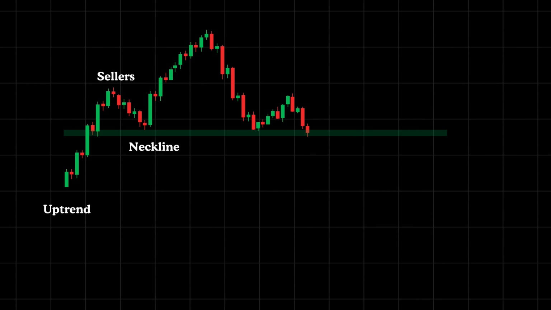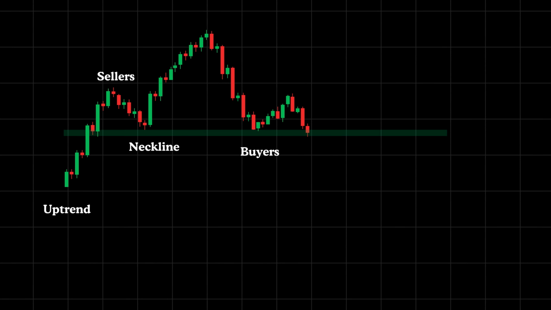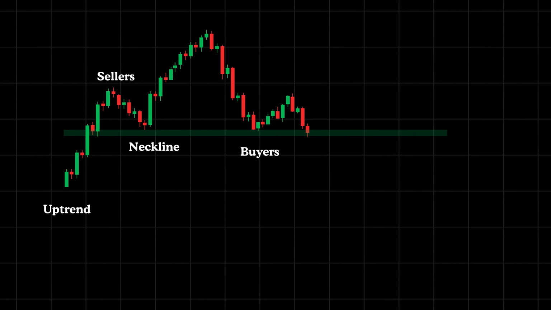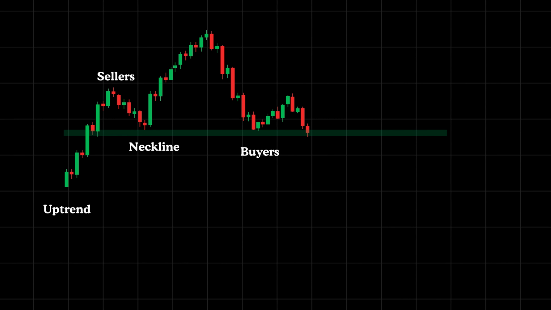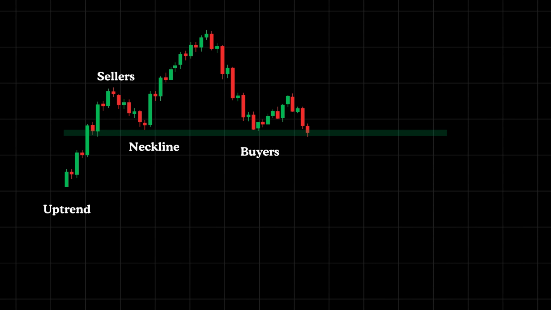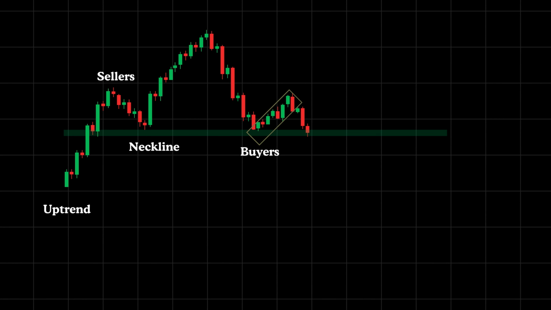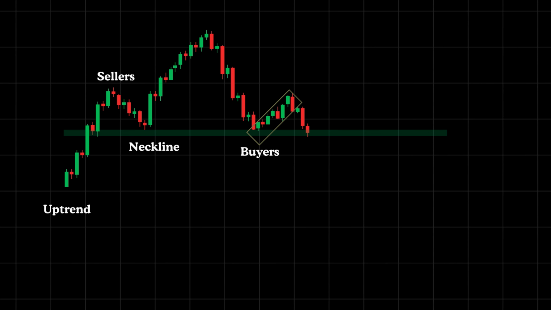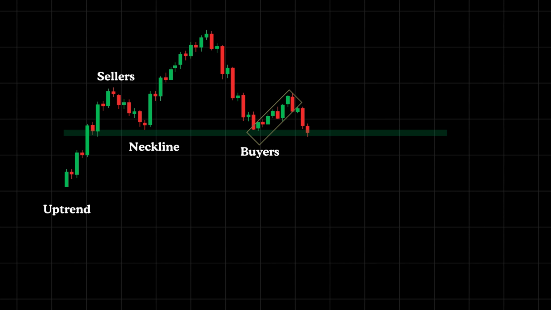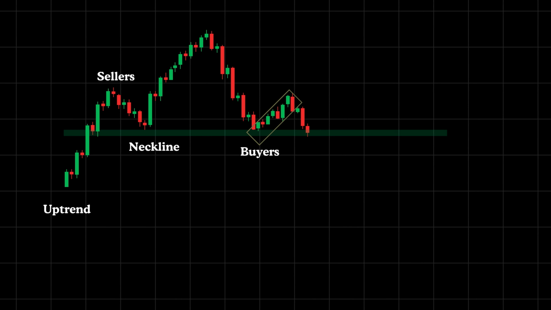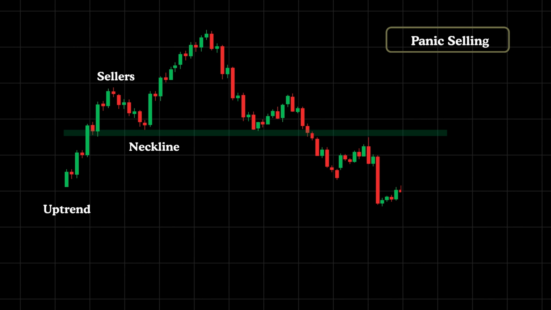However, because there are fewer buyers this time, the price cannot sustain at this level for long. Sellers step back in with full control, pushing the price down toward the neckline once again. This becomes the final attempt by buyers to push the market higher. For all the buyers currently holding positions, this neckline serves as the last crucial support area. If the price falls below this level, those buyers will begin to panic and start closing their positions.